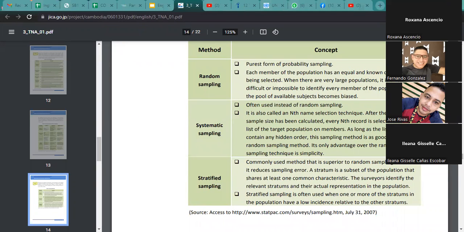Okay, teacher. Method, random sampling. The purest form of probability sampling. Each member of the population has an equal and known chance of being selected. When there is a very large population, it is often difficult or impossible to identify every member of the population, so the pool of available subjects becomes biased.